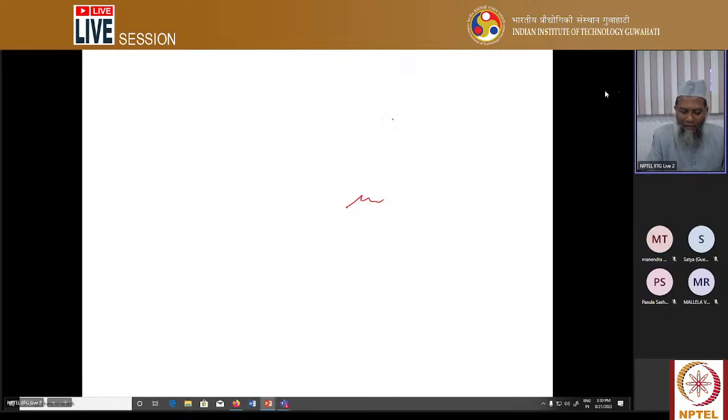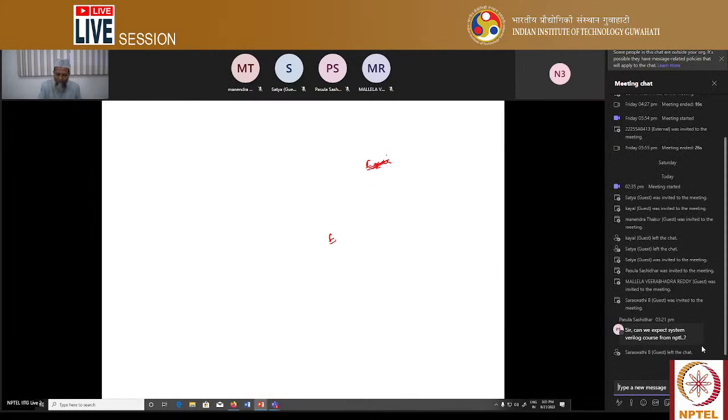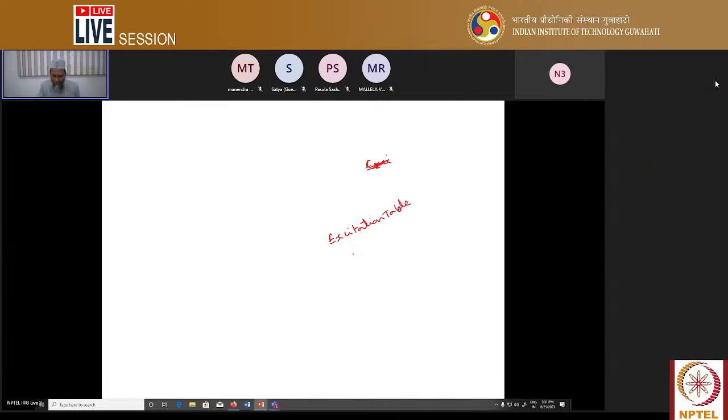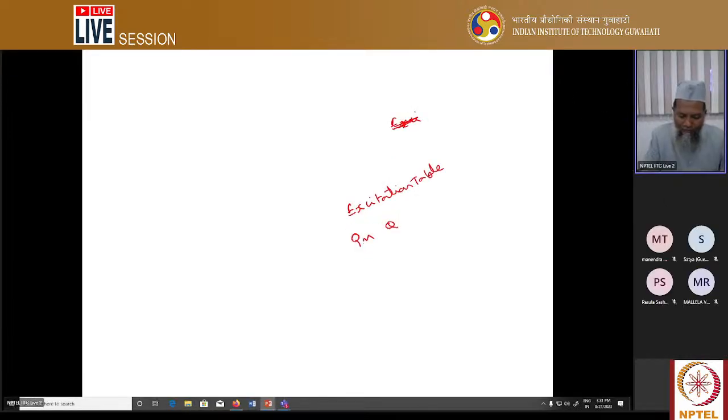So actually in the excitation table, Qn to Qn plus 1. If I call this one the present state, this is the next state. If I call this the previous state, we can follow any notation. Then this will be the present state.